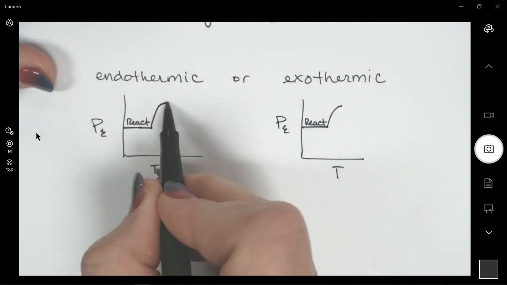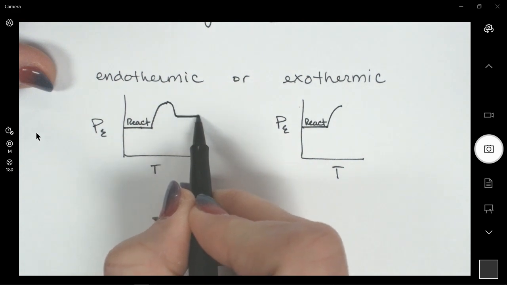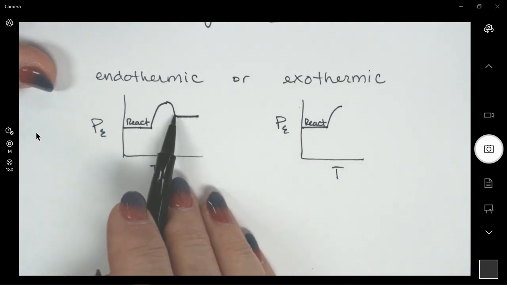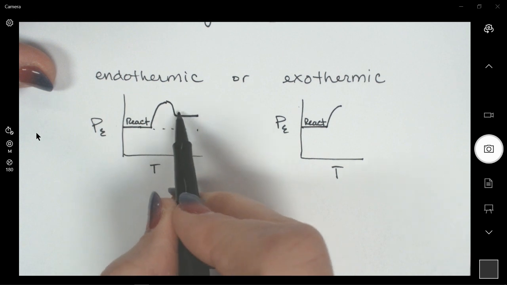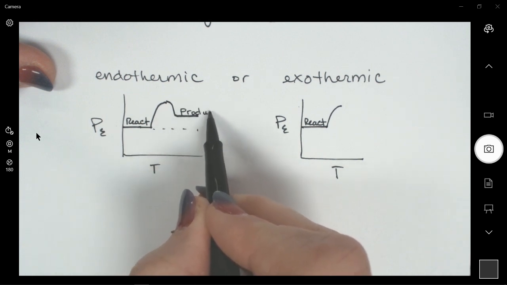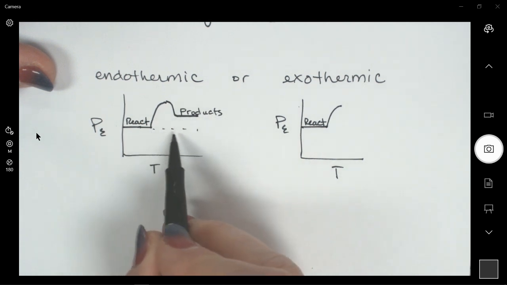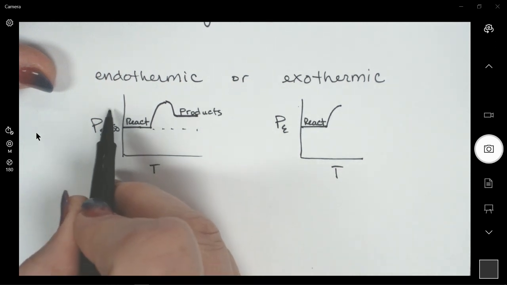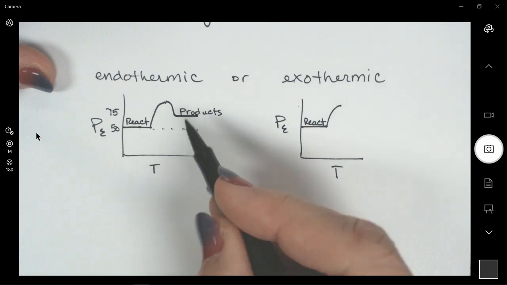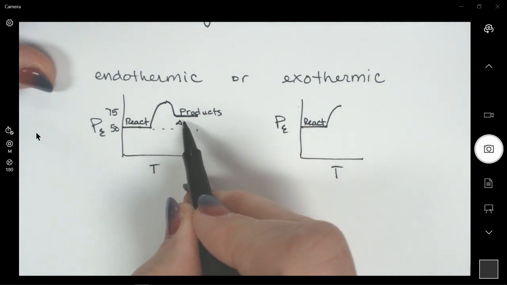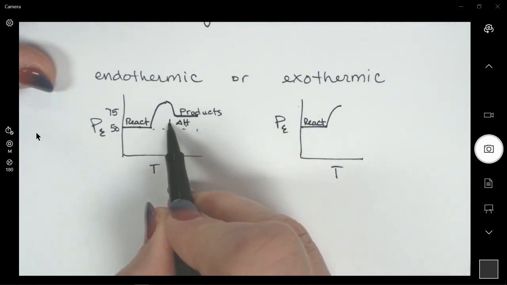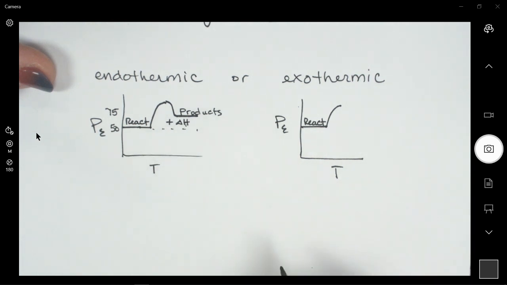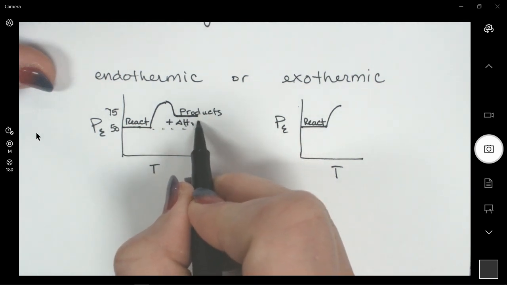And then if it's endothermic, the products are at a higher energy than the reactants are. So if this was 50, this is 75. We have a positive change. Delta H is positive, an enthalpy change of plus 25.